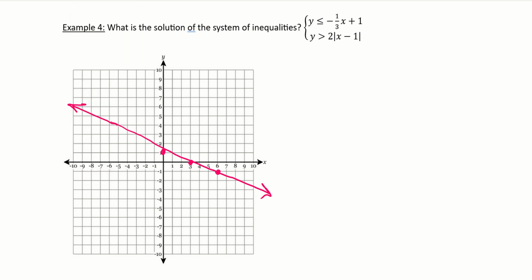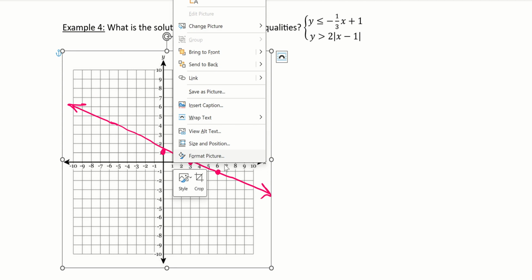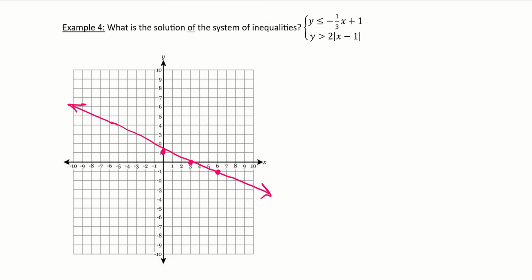Next, I'll do my absolute value function. Because it's x minus 1, I know I'm going to shift to the right. And because there's no k, I know my vertex is at (1, 0). And this number in front of the absolute value term tells me the slope of the right-hand side. So I'm going to go up 2 over 1, up 2 over 1, and then the left-hand side is going to be up 2, left 1, up 2, left 1. And I'm going to draw that in.